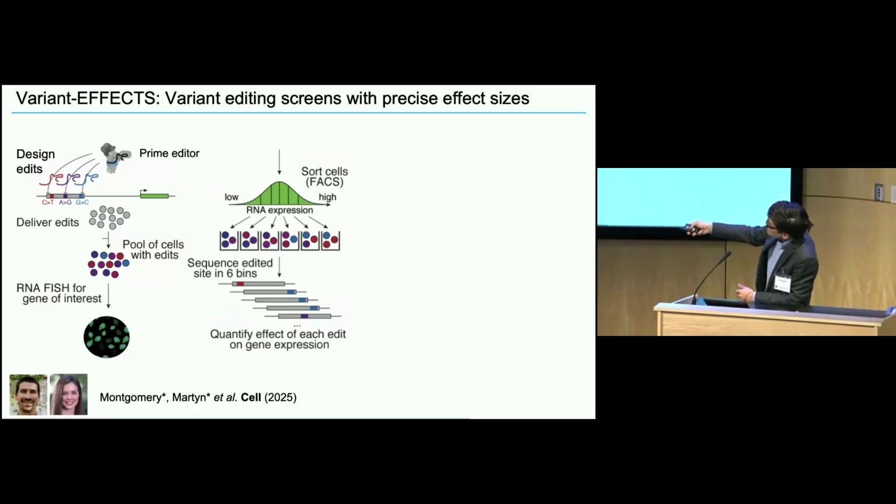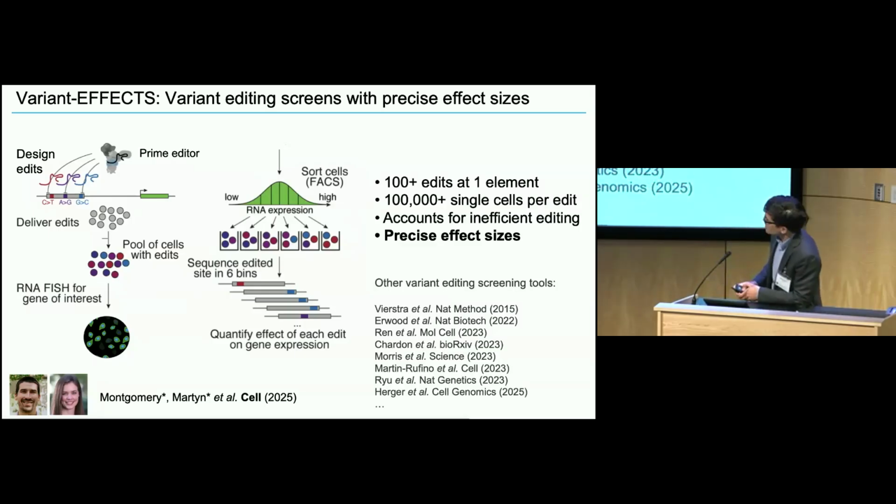Then we're going to use RNA FISH to stain cells based on their expression of this nearby gene of interest, sort them into bins, and then sequence the cells in each bin to read out the distribution of edits in each of those expression levels. So for example, if you have an edit that decreases expression, you'll see that that edit has a much higher frequency in the low expression bin and a lower frequency in the high expression bin. And so this enables looking at hundreds of edits in one element.